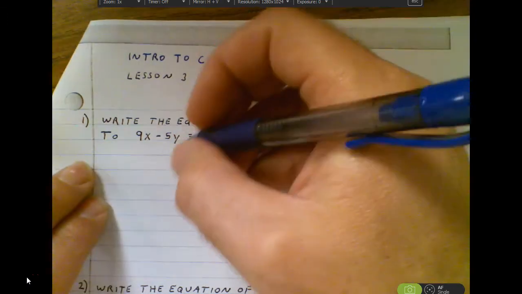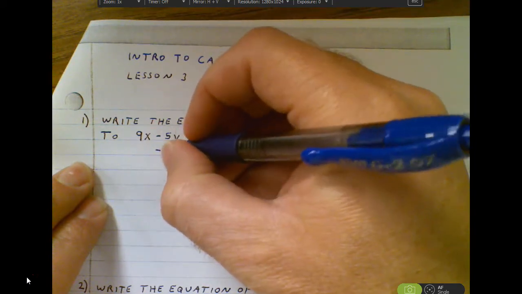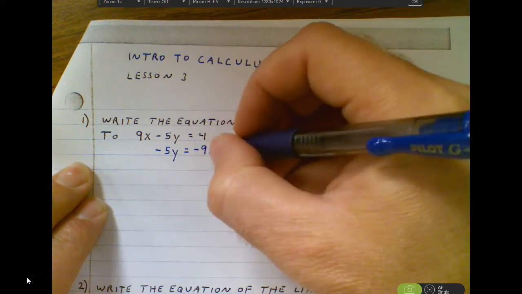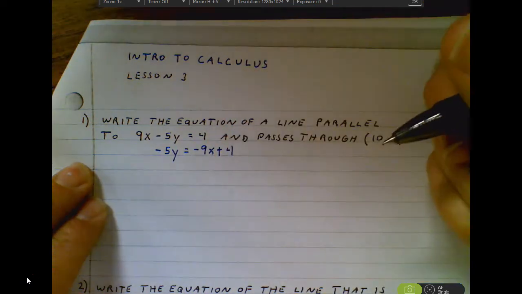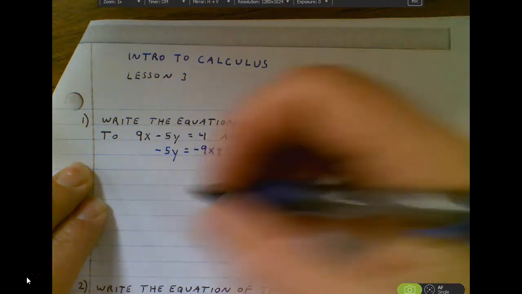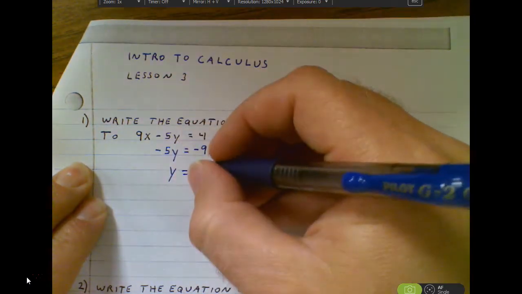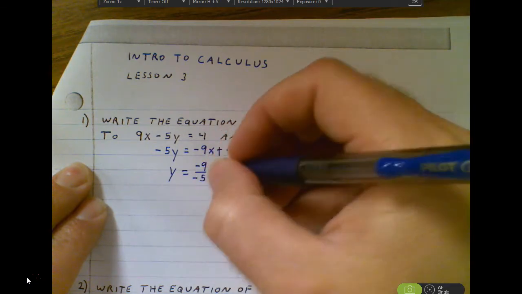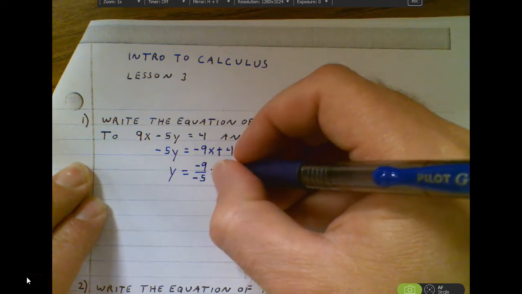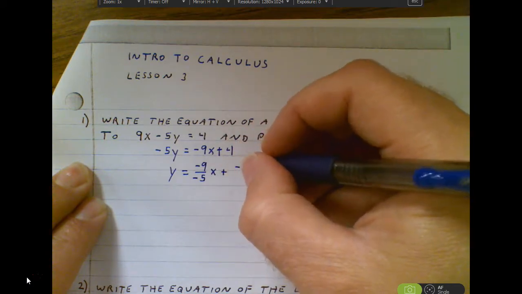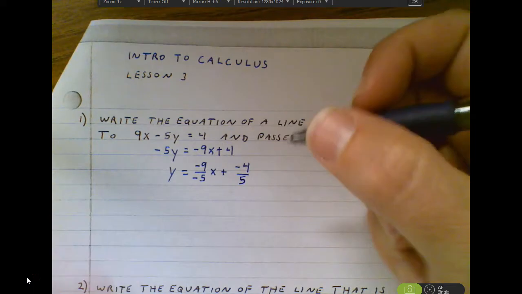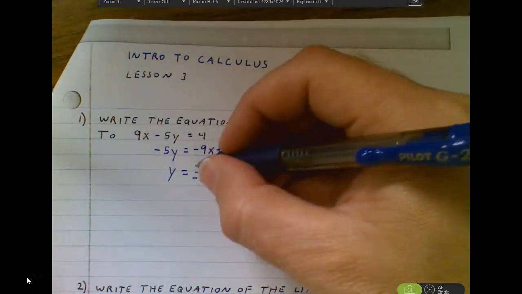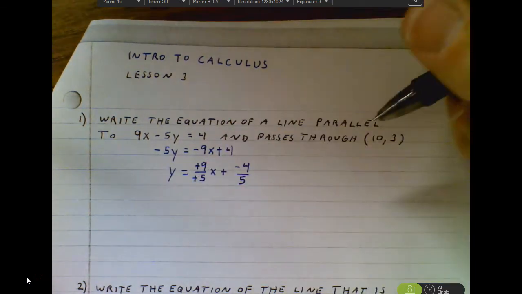And so if I take this equation and get y by itself, I'm going to subtract that 9x over to the right, which would put me right here. Divide everything by -5. I'm going to get -9/5, which of course will be -9 over -5, which will be positive. And then -4/5 at the end. So you can see right here a y-intercept of -4/5, a slope of 9/5 if we deal with that double negative.